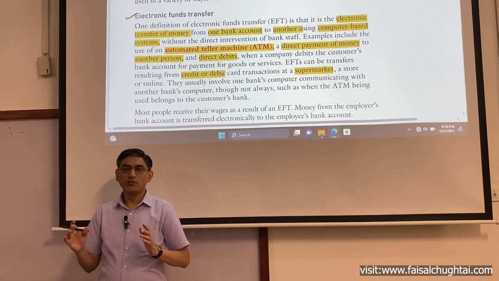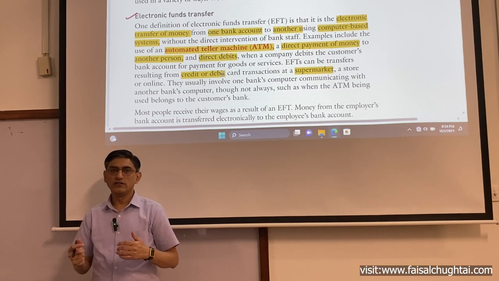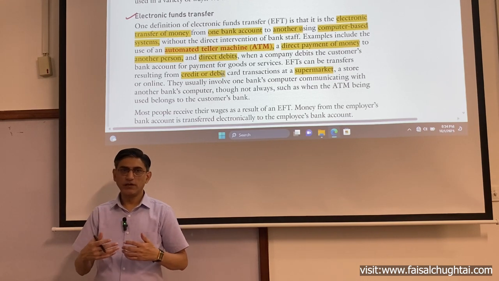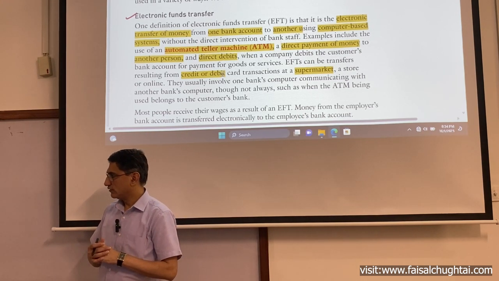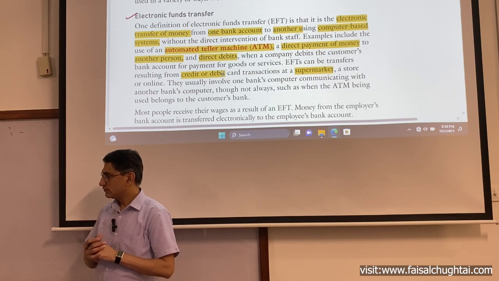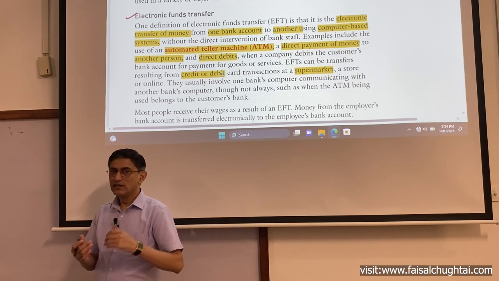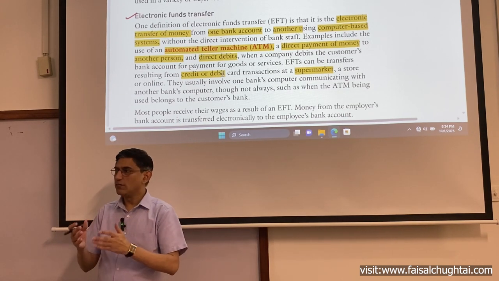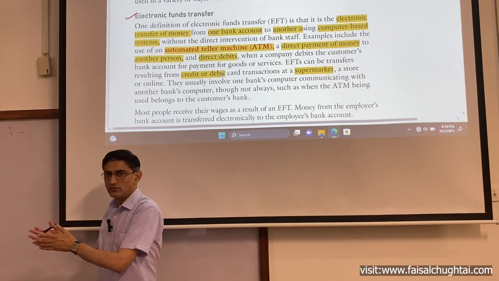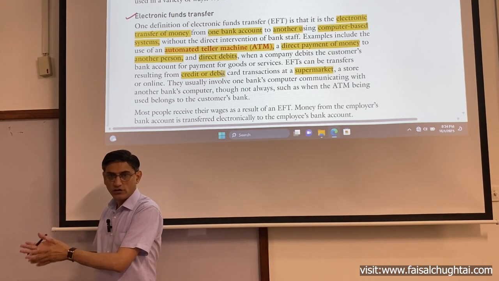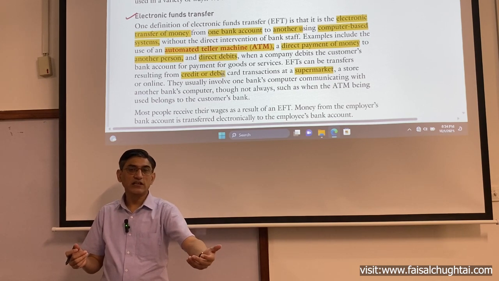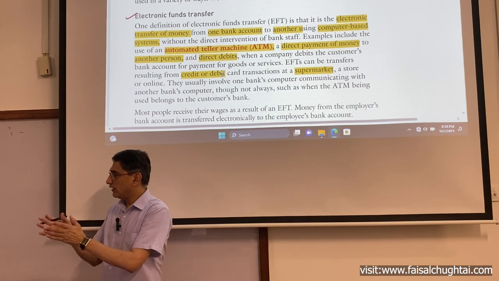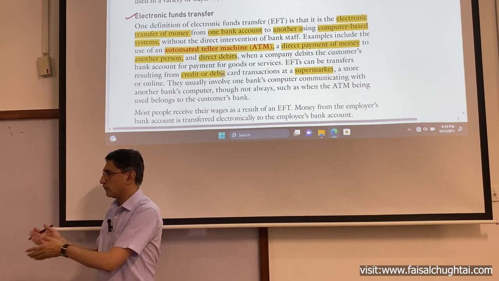Okay, an example of direct debit would be when organizations or companies pay salaries to their employees at the end of the month. What happens is that when they make the payment, their accounts are debited, and the amount, the salary, is credited to the employee's account. Direct debit, money is taken out automatically from the company's account and it is paid to the employee in the form of salary.